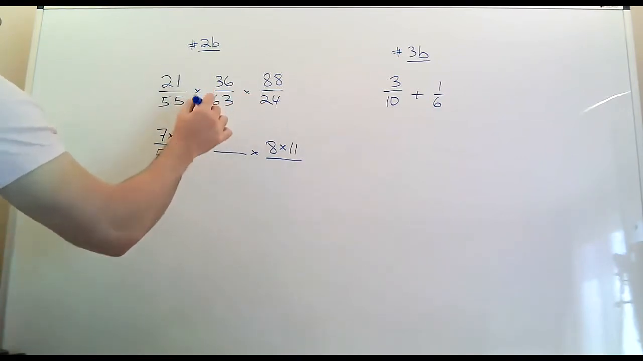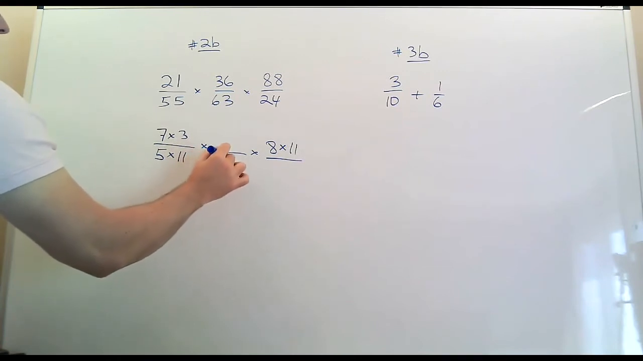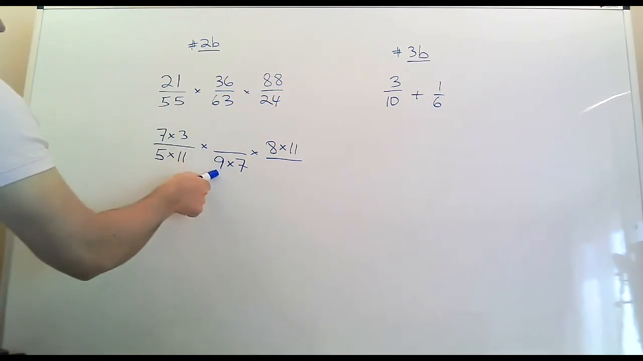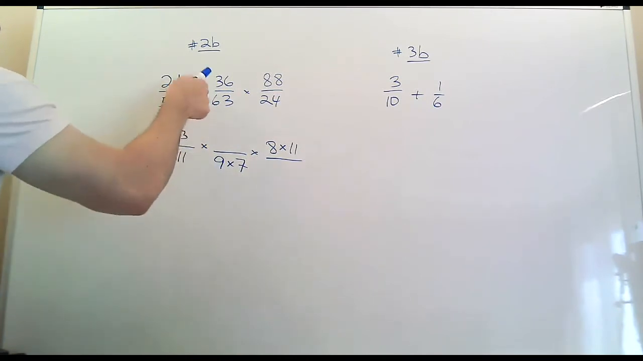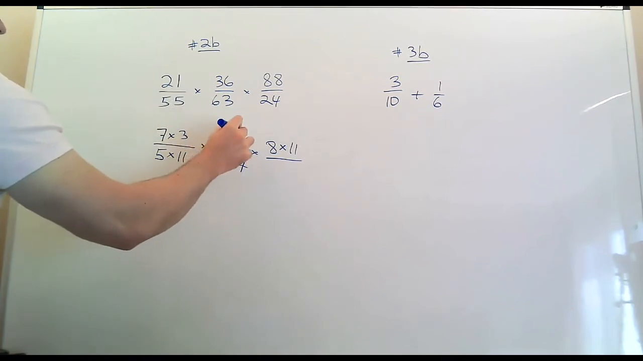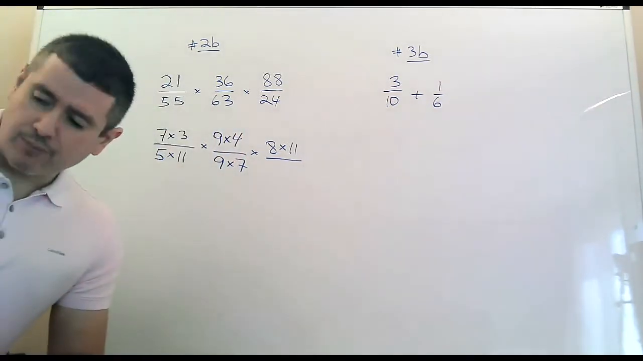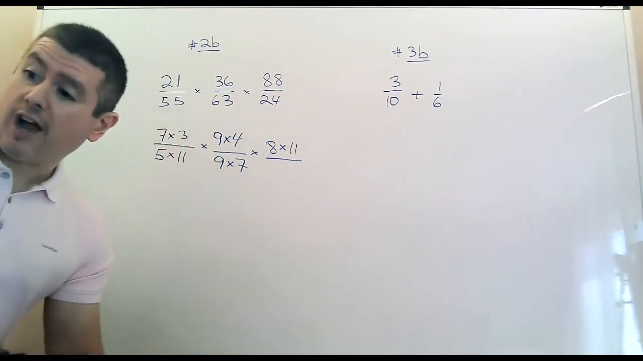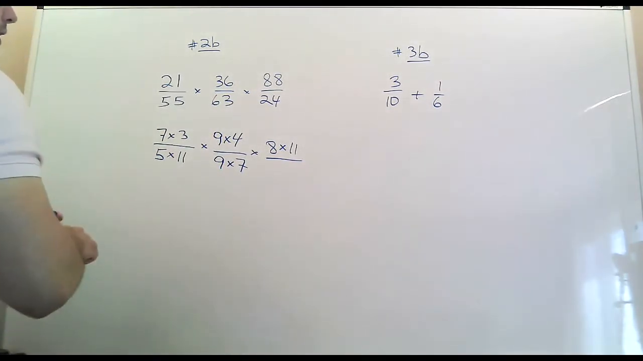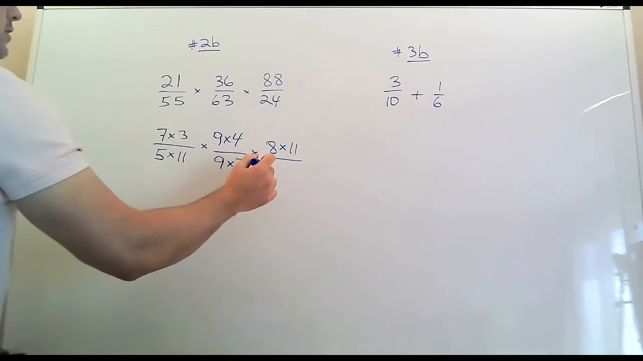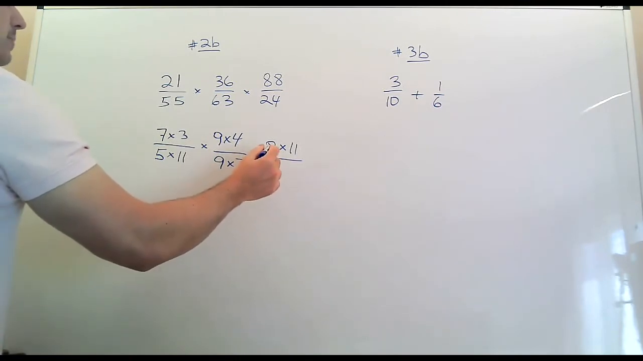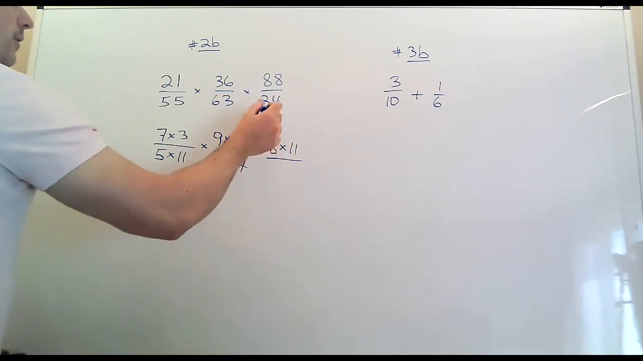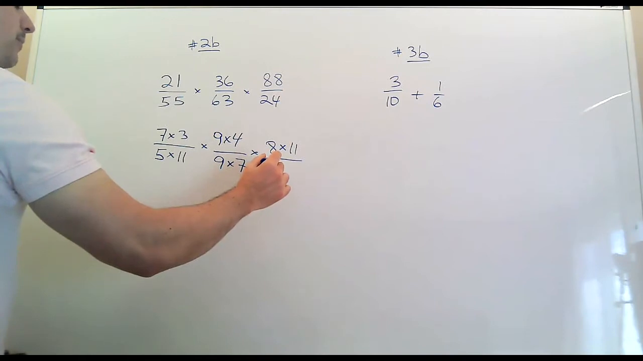Now, 63, I'm going to pick 9 and 7. Why? Because I already have a 7 here. So I want that 7 to cross that 7 out. Now, since I picked a 9, now I'm going to take 36 and write 9 and 4. You know, there's a lot of choices for 36. But since I wrote 63 with 9 and 7, I may as well use 9 for 36. Now, for 24, I have a lot of choices. You know, you can pick 8 and 3, and that's a good strategy because, look, there's an 8 here. You can pick 6 and 4. That'll work too. So for 24, I'm going to pick 8 and 3.